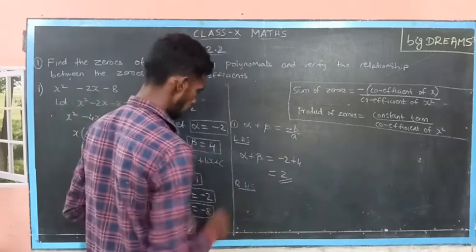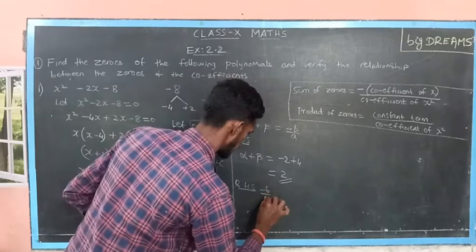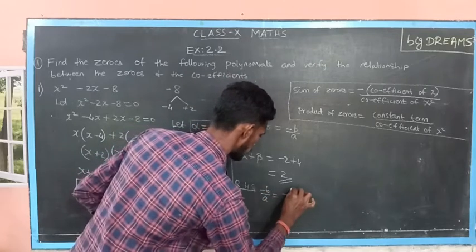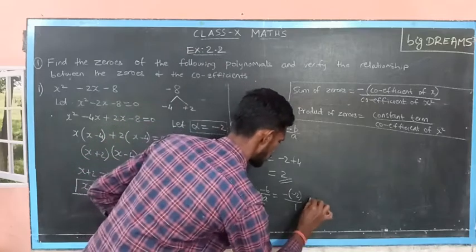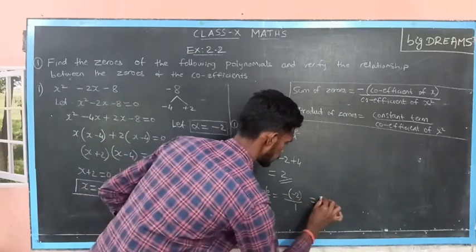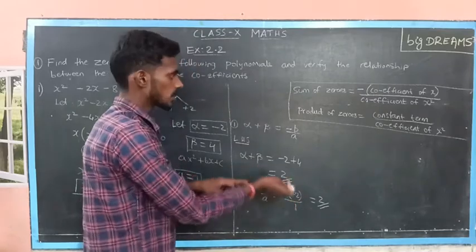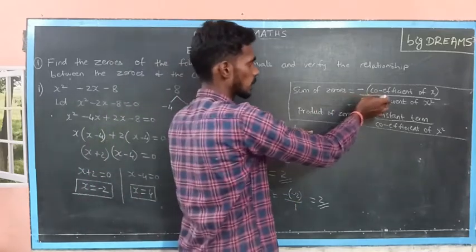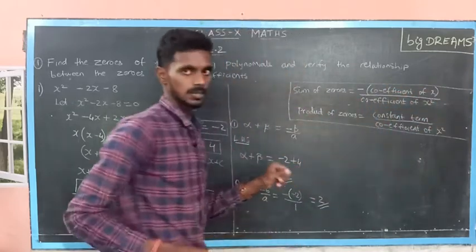RHS is minus b by a. The b value is minus 2, so minus b by a will be equal to minus of minus 2 by a value 1, which is equal to plus 2. Thus, LHS is equal to RHS. So, the sum of zeros is equal to minus coefficient of x by coefficient of x square. The condition is proved.